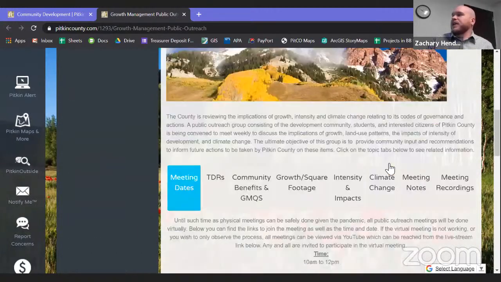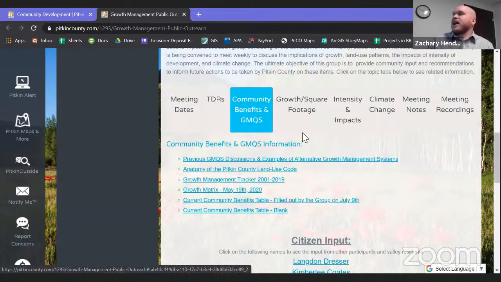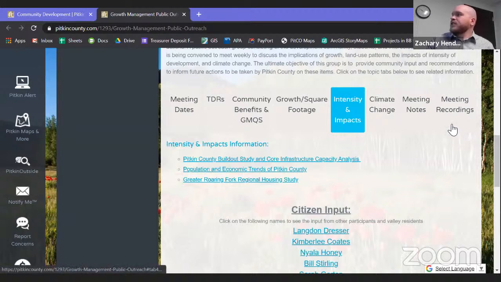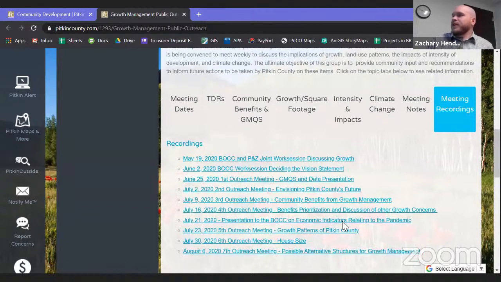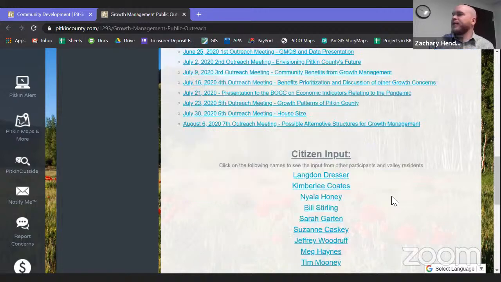On this page, we have all of the data that we've presented and discussed. We have our community benefits table, which we filled out. We have the house size impacts tables. And then we also have recordings of all of the previous meetings, so if you want to go back and watch something, you can. I realized I had screwed up the link for the house size one, so that has been corrected now. If you want to go back and watch our house size discussion, that is there as well.